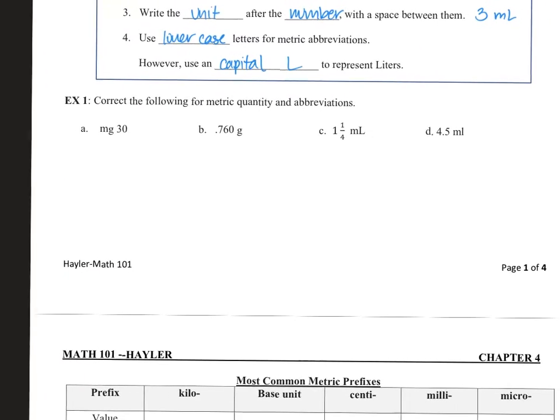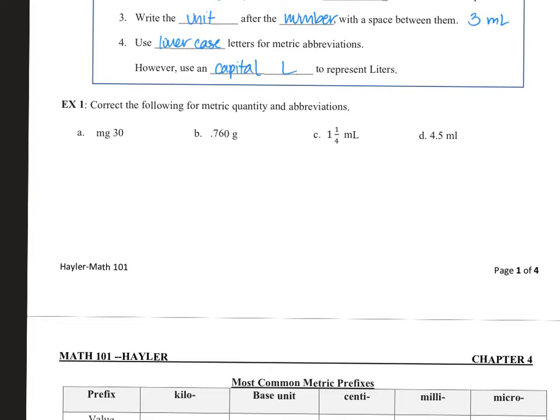So, for example 1. Let's go ahead and correct the following for metric quantity and abbreviations. So take a moment and look at these and try to figure out how to write this correctly. Alright, for A, what is wrong with A? Well, notice the unit is in front of the number. That is not correct. We're going to swap that around. That should be 30 mg, milligrams, 30 milligrams.